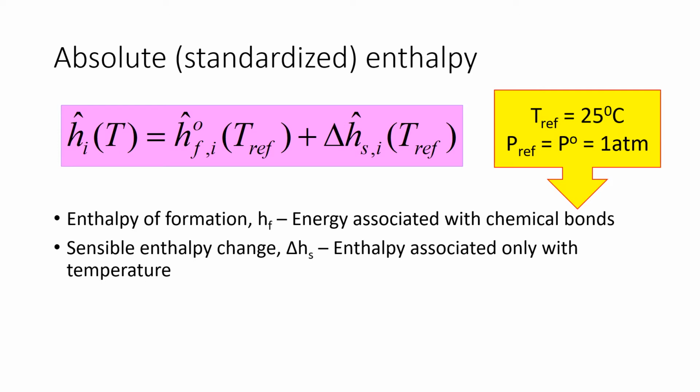If an element is at its naturally occurring state at standard temperature and pressure, it is considered to have a zero HF. For example, in air, we have oxygen and nitrogen molecules at 25 degrees and 1 atm. So at 25 degrees, HF of oxygen and nitrogen are 0. Sensible enthalpy change is associated only with temperatures. Now, with the basic introduction to absolute enthalpy, we can move on to understand the enthalpies associated with combustion.